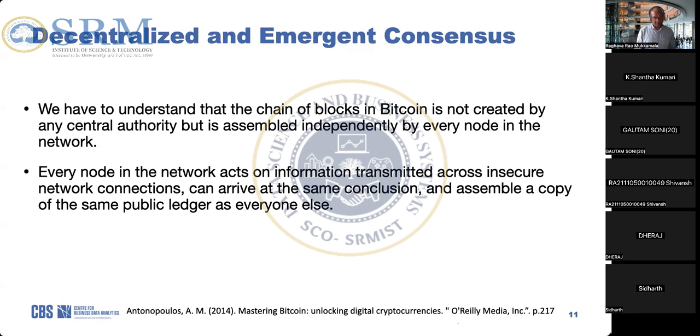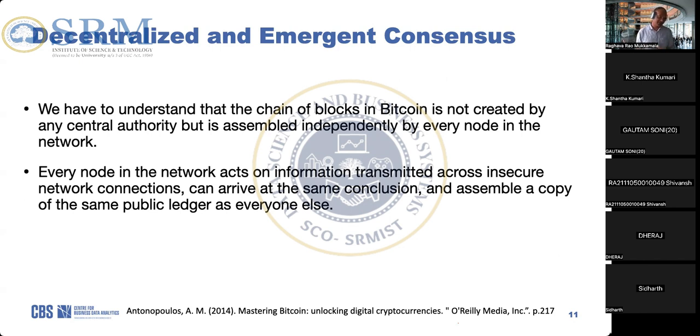And without having any central authority, they will try to assemble a copy of the same public ledger as everyone else. So this is where the consensus mechanism comes into play. In the next module, we will look into the consensus mechanism and how the consensus is achieved. And we will go more into the technical details, for example, Byzantine fault-tolerant systems, and how Bitcoin achieves the consensus.